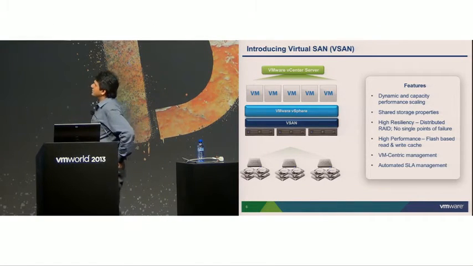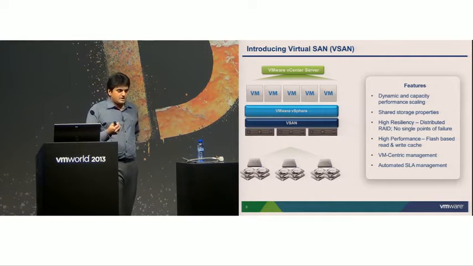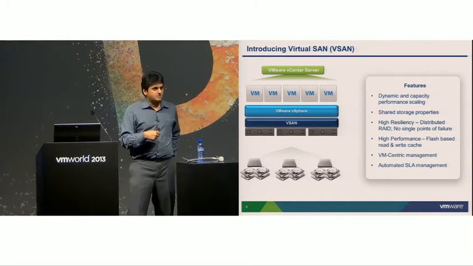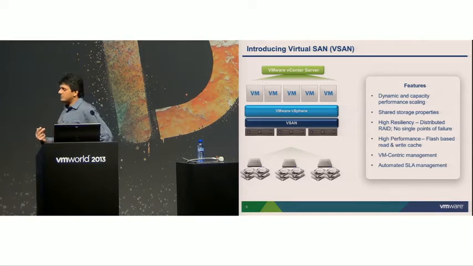I already mentioned this, but although vSAN provides a shared pool of storage to store VMs on, it's made up of local disks. So all the properties of a shared storage system apply to vSAN as well.